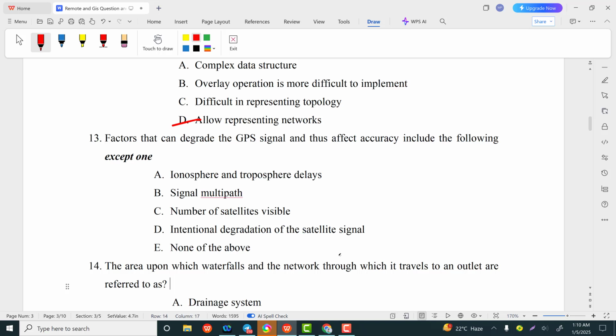B, signal multipath. C, number of satellites visible. D, intentional degradation of satellite signal. E, none of the above. So the answer is none of the above because all have their own significant contribution to degraded signals.